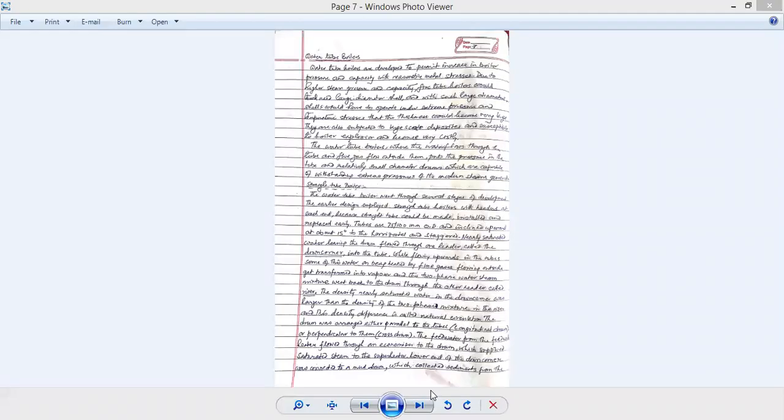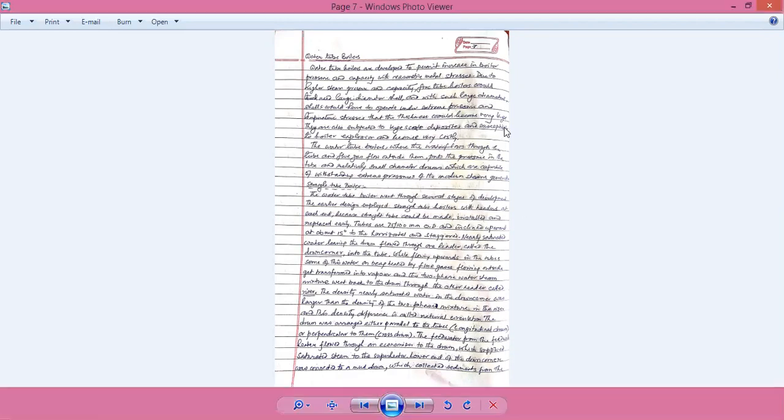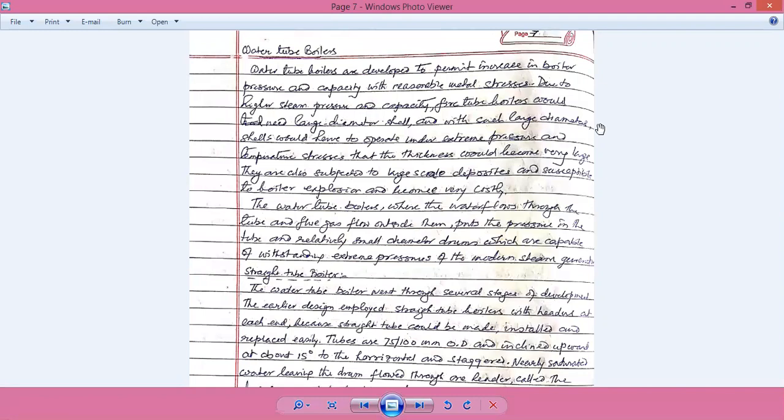Now, let us go through the water tube boilers itself. This type of boiler is developed to permit an increase in boiler pressure and capacity with reasonable metal stresses. The main disadvantage of fire tube boilers is that they cannot permit much higher pressures, because the drum is designed to sustain only a certain limited internal pressure.